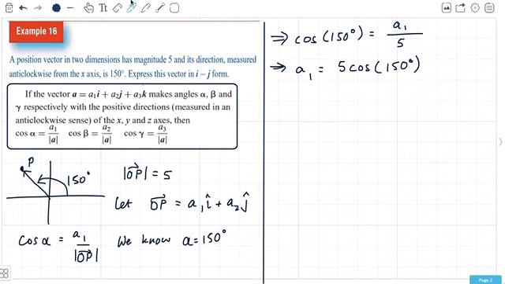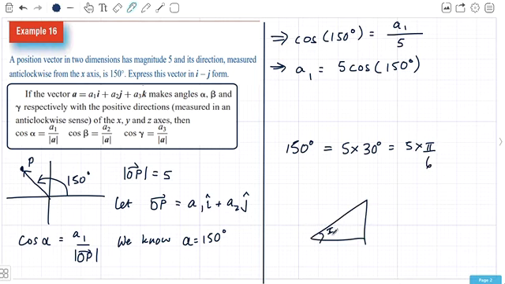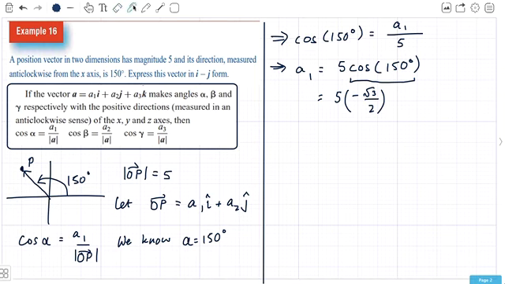So that means that A1 equals 5 times cosine of 150 degrees. I'm just putting some working here, you don't really need this working. 150 degrees is 5 times 5 pi on 6, and we know from our triangle that pi on 6 cosine is root 3 on 2, and we're over on this side, so cosine of 150 degrees will be negative root 3 on 2. And it'll be 5 times that for A1. That gives us what A1 is, the coefficient of i. So therefore A1 equals negative 5 root 3 on 2.